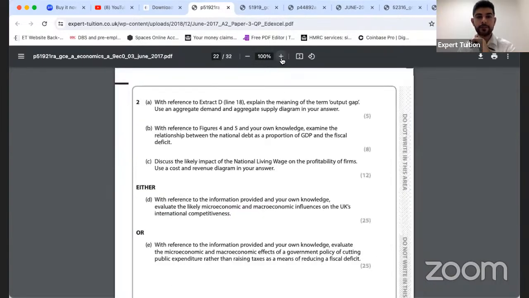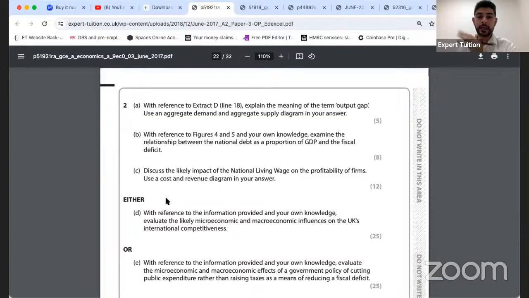The question says, discuss the likely impact of the national living wage on the profitability of firms. Use a cost and revenue diagram in your answer. Okay. First things first, because it's explicitly stating that I need to draw a cost and revenue diagram, I automatically now know I'm dealing with 1 detailed analysis because the diagram will do a lot of heavy lifting here.